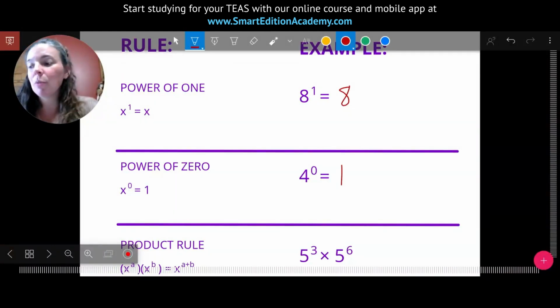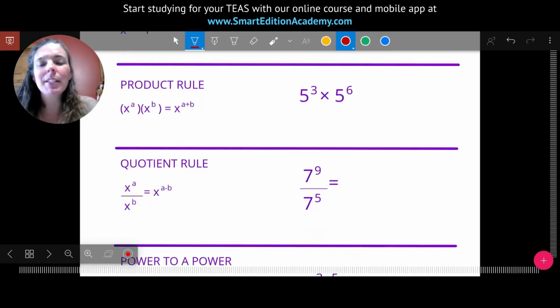Okay, so those are a couple rules that you want to know, just so that when you see these questions come up, you feel like you can simplify pretty confidently. So now let's talk about some rules when we have exponents with the same base.